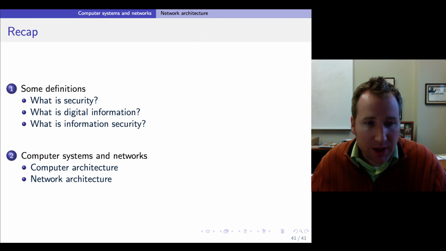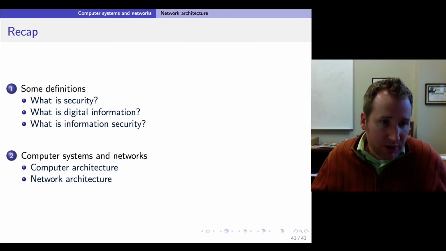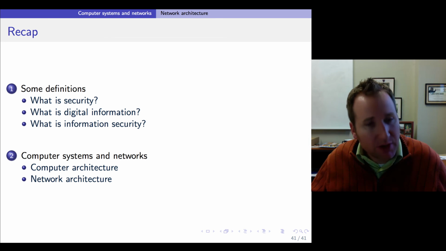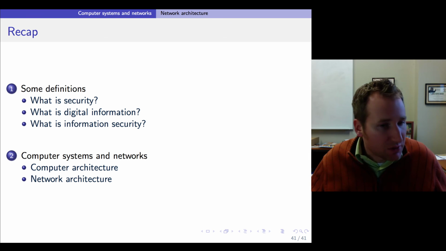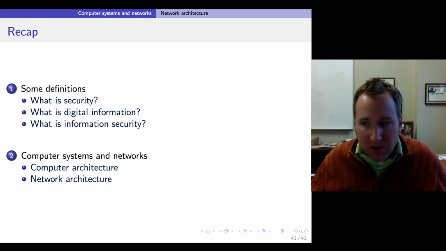So that will cover what we are going to talk about today. As a reminder, we defined what security, information, and information security are. We gave a quick rundown through some of the characteristics of computer systems and networks which are important for understanding security. And I thank you for your attention.